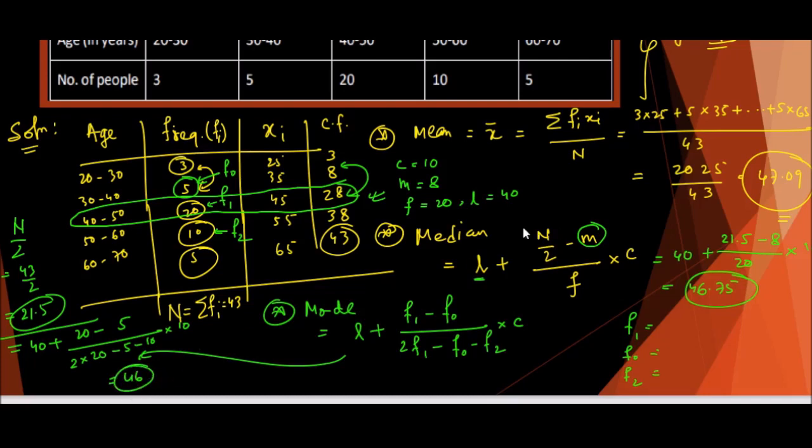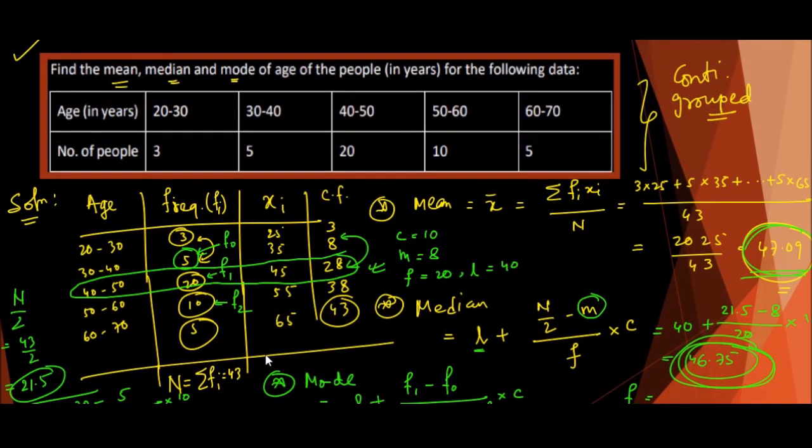Okay. So finally you have the answer that your mean value is 47.09. This is your mean value. Median is 46.75 and mode is 46. Okay. So this is your complete solution for this first question. Likewise you have many problems of this type, basically from continuous grouped data. You will have this type of question and this is the process you can solve.